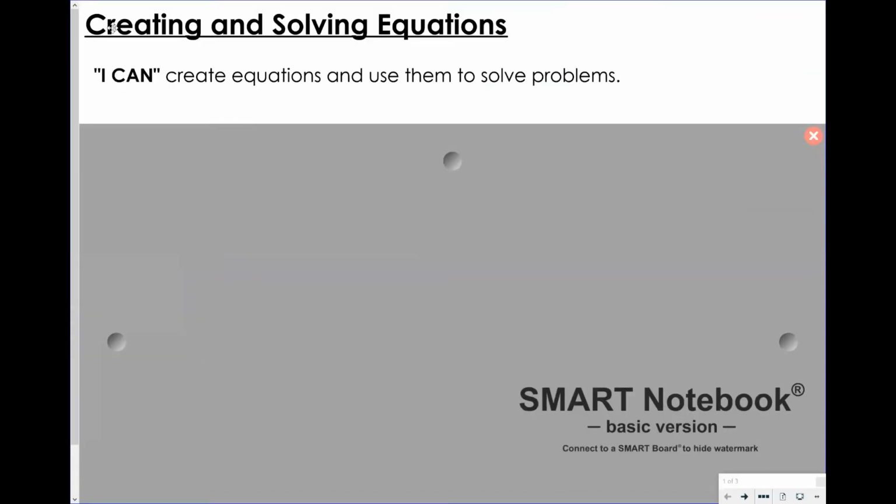So our I can statement is, I can create equations and use them to solve problems, which is word problems, okay? I should have put that there. I can create equations and use them to solve word problems. So before we dive into our first word problems, I have some terms to copy down.